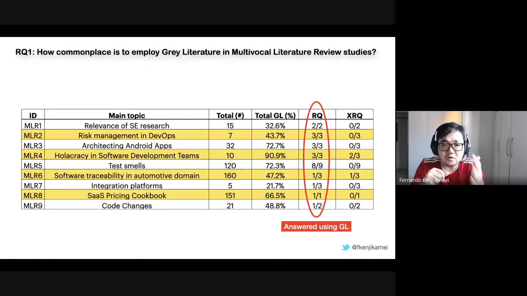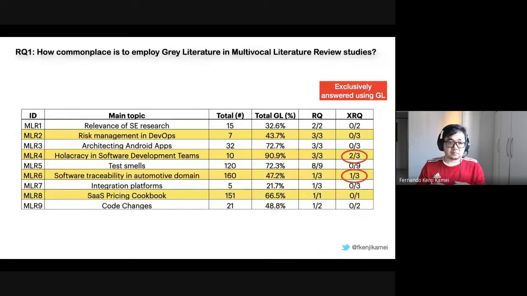Well, we also investigated the number of research questions that each study has and how they were answered using gray literature sources. We did find that most of the research questions were answered using gray literature together with traditional literature. What caught our attention to this question was the number of research questions answered exclusively using gray literature sources.